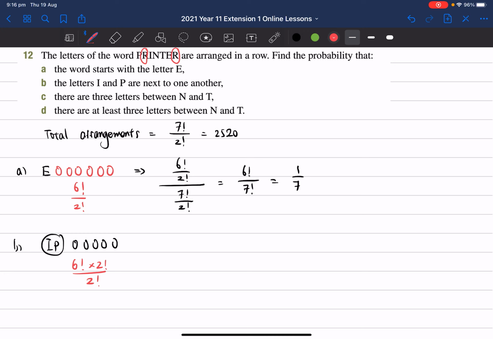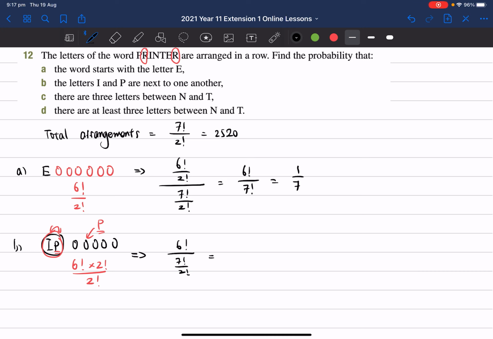of repeating letters. Now, why do you times by 2 factorial? Let me think. You times by 2 factorial because I and P can be switched around. Now you divide by 2 factorial because, within the other letters, you have another letter P. So you've got a double letter P here, so you still need to divide by 2. Therefore overall, that gives you 6 factorial over 7 factorial over 2 factorial.